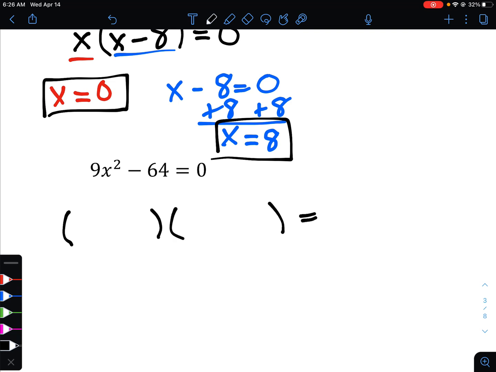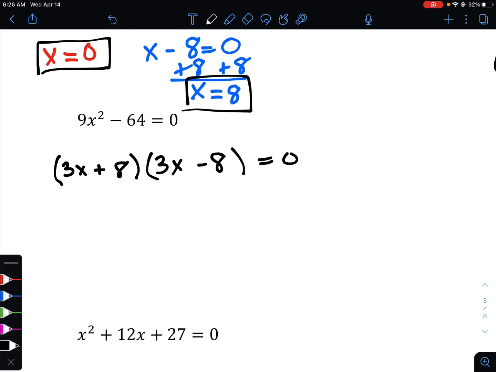So we'll go ahead and set up our 2 parentheses. For the 9, that would have to be 3 times 3. For x squared, x times x. And for 64, 8 times 8. Remember to make one of them positive and one of them negative. Now we're ready to use zero product property from the previous section of notes. So we'll set both 3x plus 8 equal to 0 and 3x minus 8 equal to 0 as well.